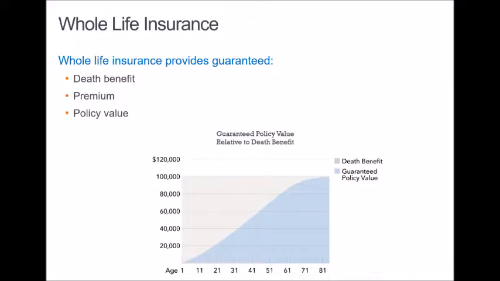Policy values are available for loans, which will reduce the death benefit available. Some whole life policies permit withdrawals from cash surrender value. Some whole life insurance policies promise that the cash surrender value will equal the death benefit by a specified age.